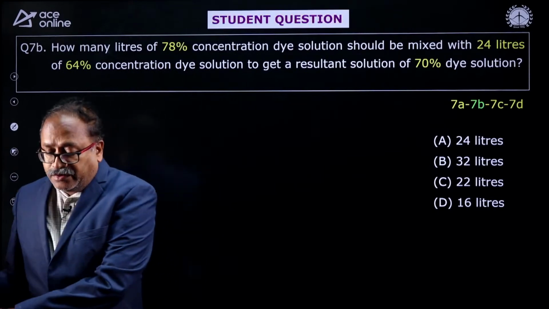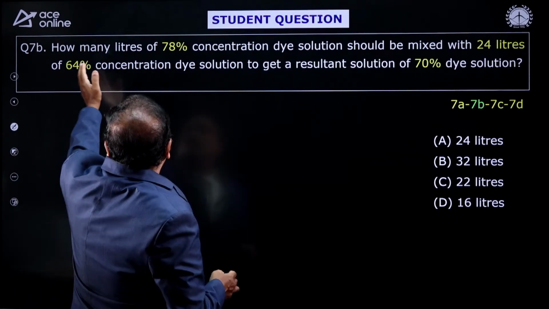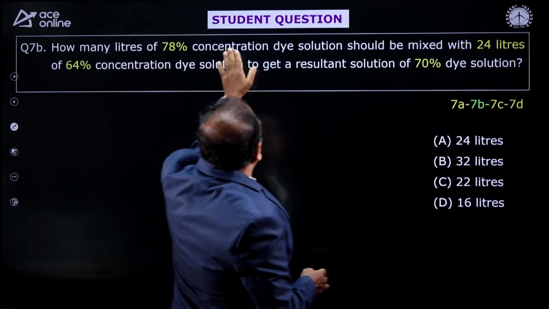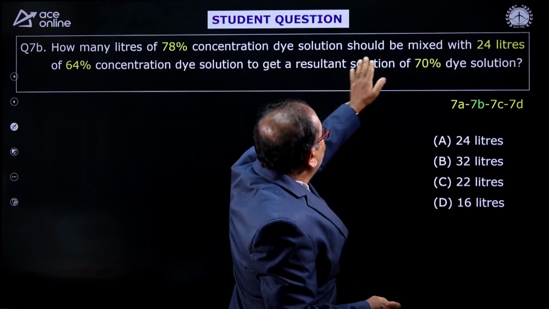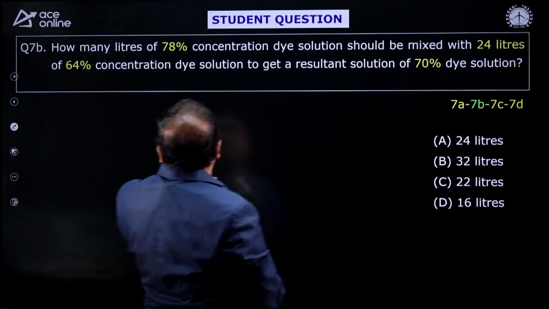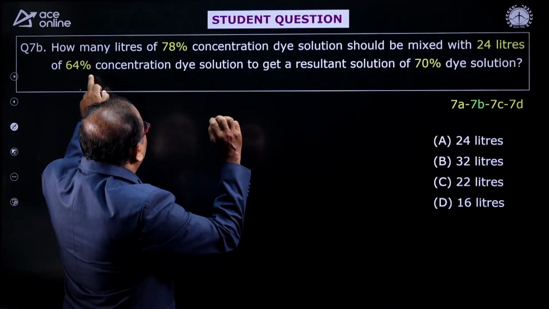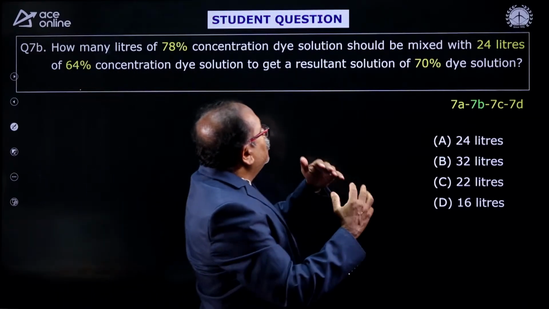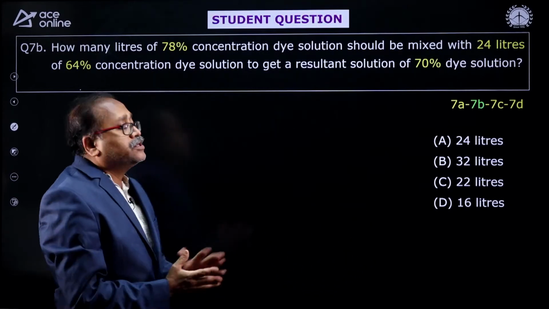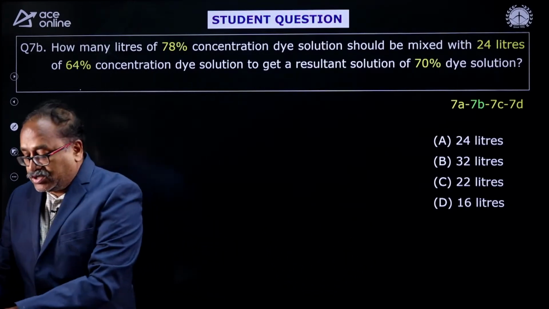And what is the question here? The question says, how many liters of 78% concentration dye solution should be mixed with 24 liters of 64% concentration dye solution to get the solution 70% dye solution? So it's a very basic question.